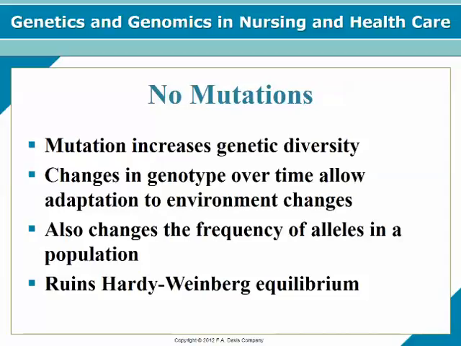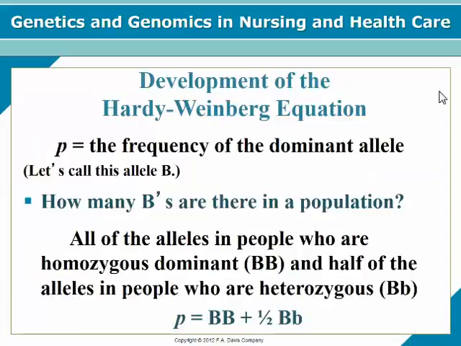Development of the Hardy-Weinberg equation: p is the frequency of the dominant allele, so we'll call that capital B. How many capital B's are there in a population? All the alleles in people who are homozygous dominant and half of the alleles in the people who are heterozygous, and that's the equation.